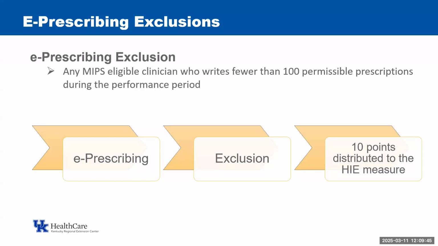Regardless of whether attesting at the individual or the group level, in order to claim this exclusion at the group level, the entire group's total denominator must be less than 100 prescriptions. It's not cumulative by provider. So if you have two providers who want to attest together underneath the tax ID number, that denominator to take this exclusion has to still be less than 100 permissible prescriptions. If you elect to take the exclusion, those performance points are distributed to the health information objective.